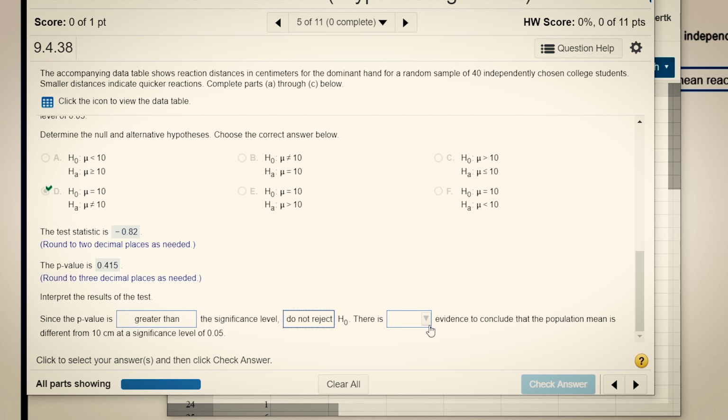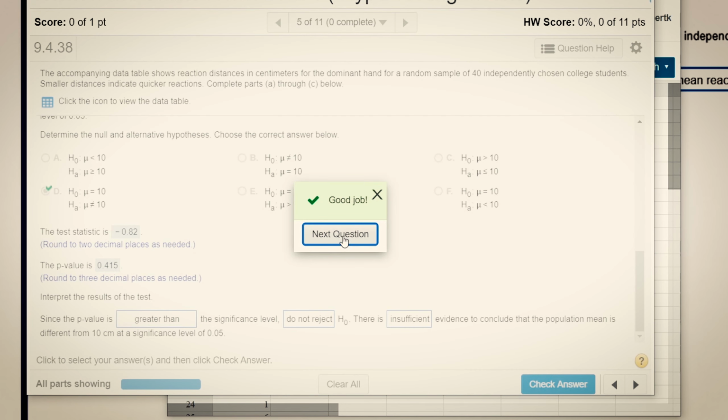Your problem may be different than this, by the way. I don't know how the computer cooks up these numbers, so your answers may totally be different than this. This corresponds to having insufficient evidence. Good job. Please be the last part.